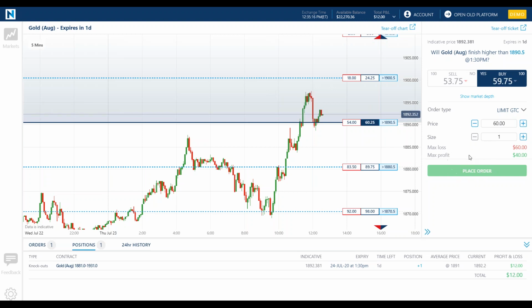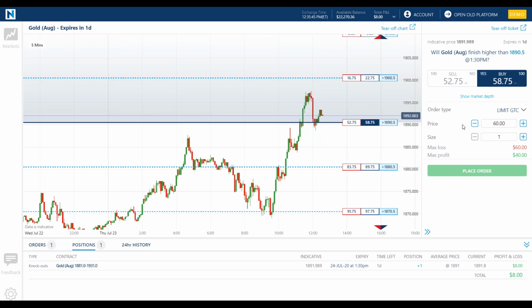Again, we give you your maximum profit and maximum loss beforehand. Because these are $100 contracts, if I bought one at 60, that's the most I could lose. If gold settles below 1890.50, this contract will be worth zero. So the 60 that I paid for it would become zero, and that's the most I could lose.